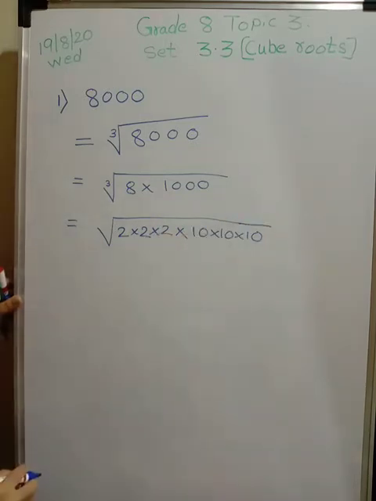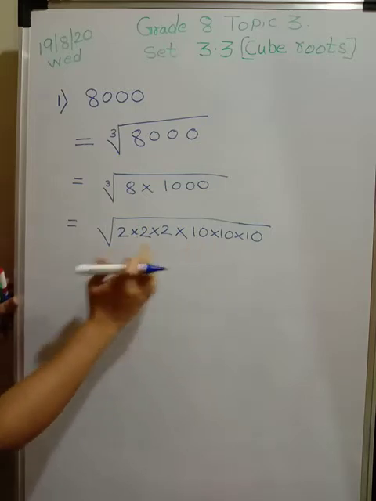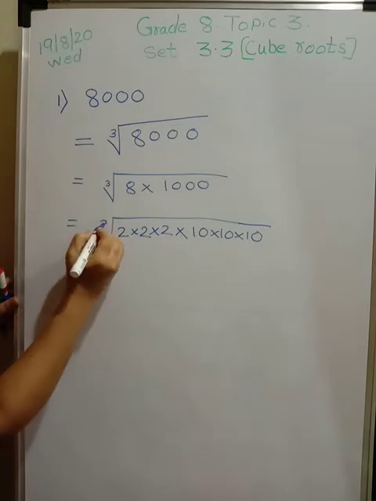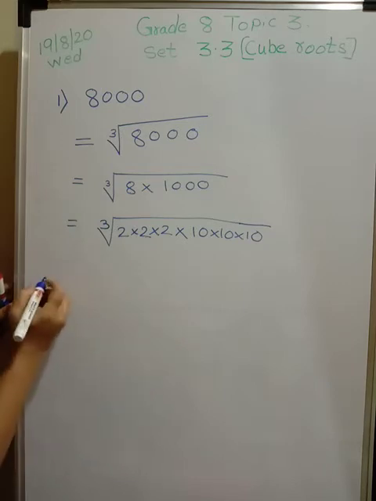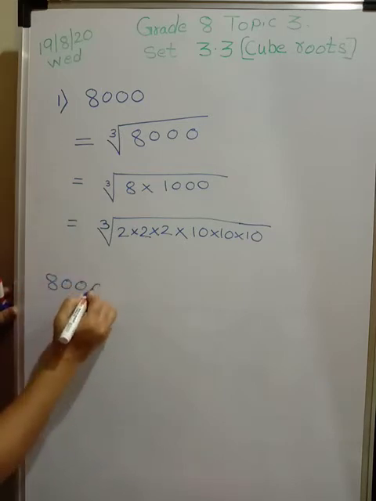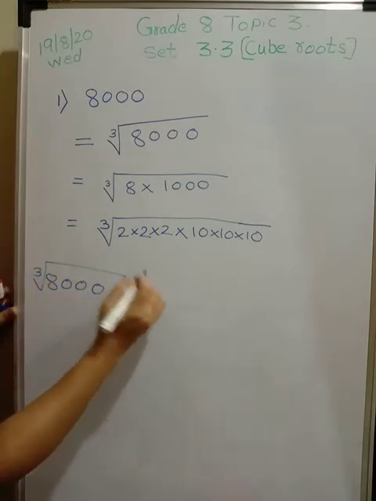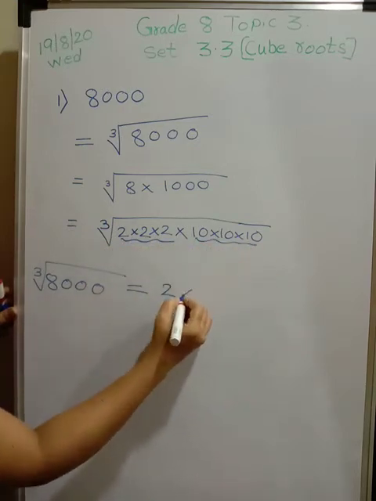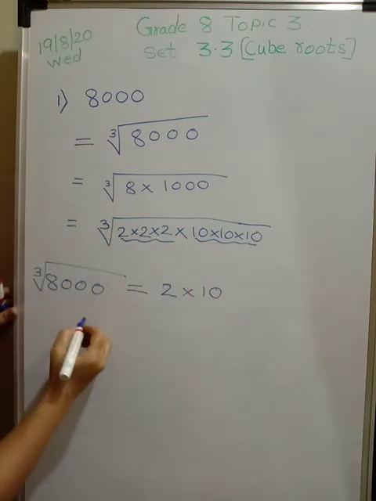So which numbers are repeated? Which number is repeated 3 times over here? This is 2 and here it is 10. So when I am taking this out of the cube root sign, 2 will come once and 10 will come once. So I will write cube root of 8,000 is equal to, cube root of this is 2 I am taking once and 10 I am taking once. Cube root of this, cube root of this. So what answer did I get?